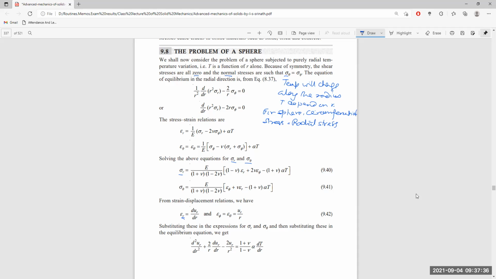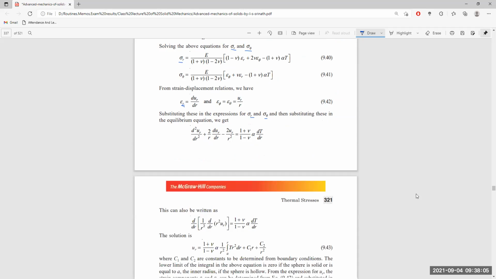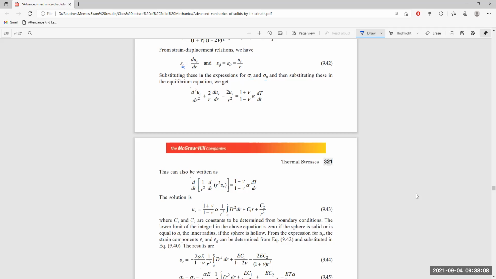Then if we substitute this value of sigma R and sigma theta into the equilibrium equation, we get d square UR by dr square plus 2 by R dUR by dr minus 2 UR by R square, which is equal to (1 plus nu) divided by (1 minus nu) into alpha into dT by dr itself. This can also be written by taking the differential outside: d by dr of 1 by R square d by dr of R square UR, and the right hand portion remains the same.